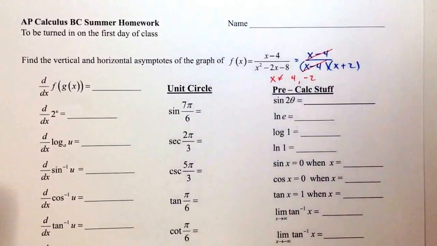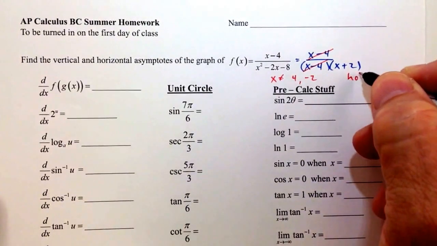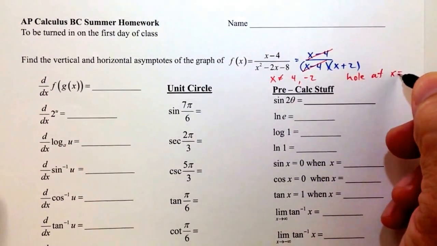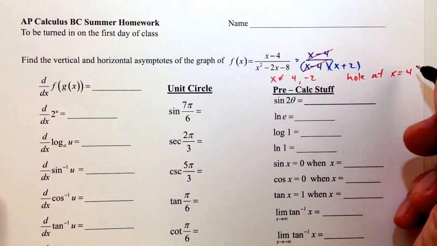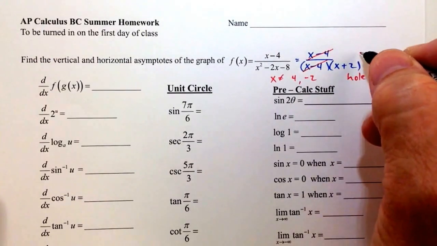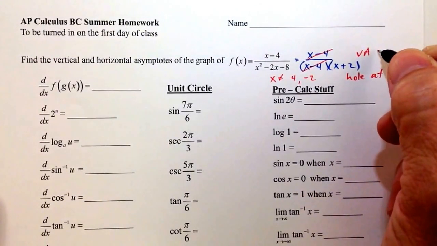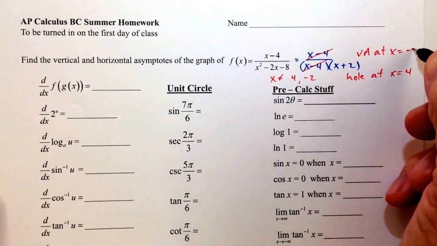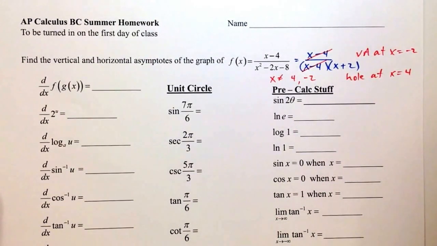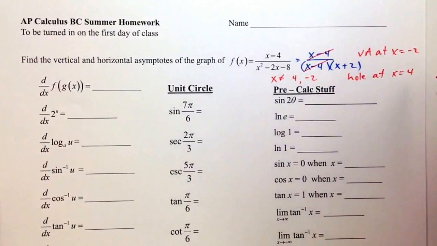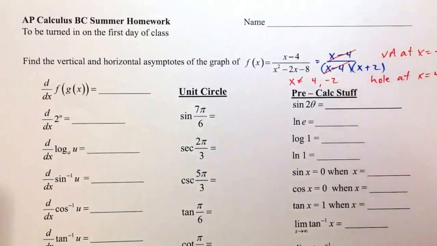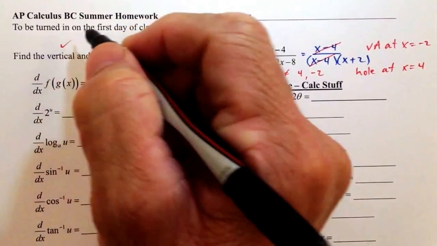And the thing I remember is if I can cancel the factor that contains that discontinuity, then that means there's a hole. So there's a hole at x equals 4, which means we have a vertical asymptote then at x equals negative 2. So two discontinuities, one's a vertical asymptote, one's a hole. I know it wasn't asking for the hole, but anyway, we got that. So we get the vertical asymptote.